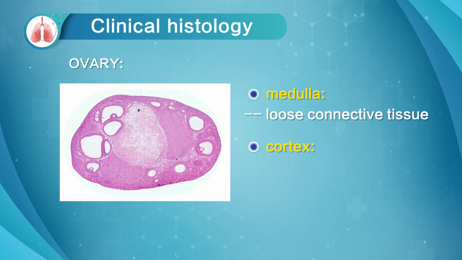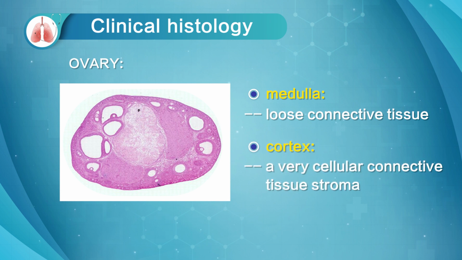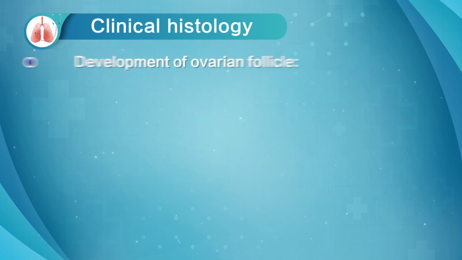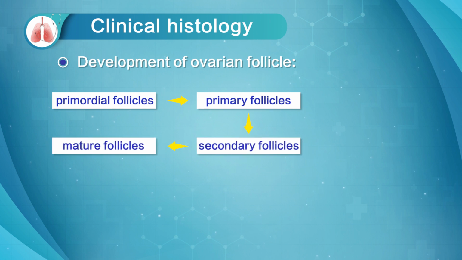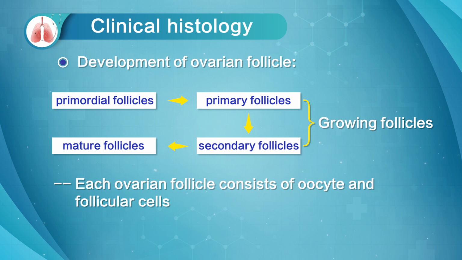The cortex consists of a very cellular connective tissue stroma in which the ovarian follicles in different developing stages are embedded. Though the development of follicles represents a morphological continuum, we are used to assigning them into 4 stages: primordial follicles, primary follicles, secondary follicles, and mature follicles. Among them, the primary and secondary follicles are undergoing growth, hence also named growing follicles. No matter what stage they are at, each ovarian follicle consists of one oocyte and surrounding follicular cells.